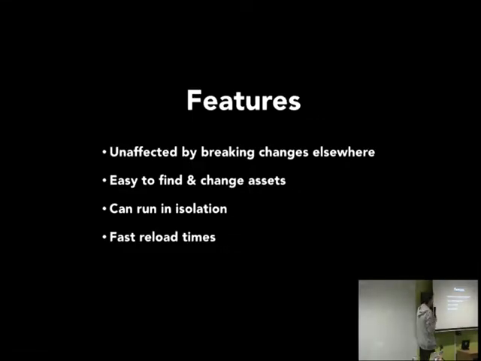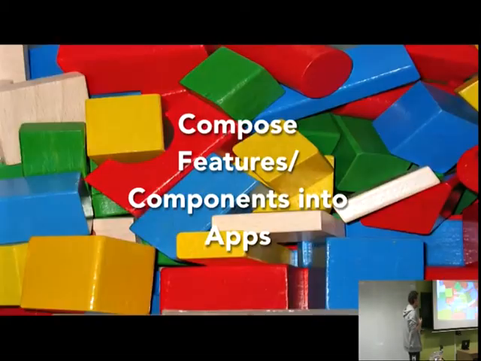So the nice thing about all of this is that we're not affected by changes elsewhere unless we're using shared code. Now, libraries and so on are still a problem. But if you have all your assets associated with that feature on disk together, it's clear that your team or you are editing that feature, the code related to that. So it's less likely that someone's going to make a breaking change on your code. It's easy to find those assets. You can obviously run that feature in isolation, and you get faster reload times because you're only loading the assets that are actually part of your component.